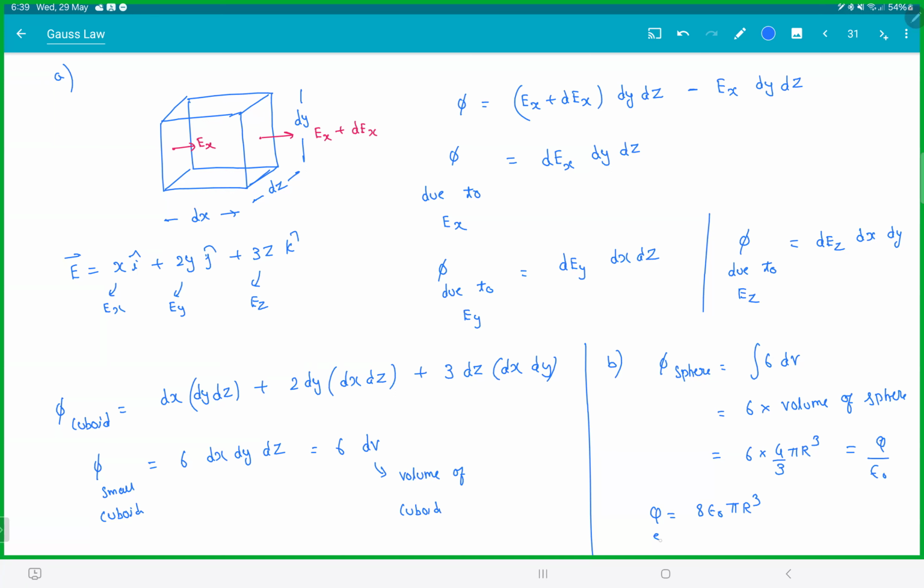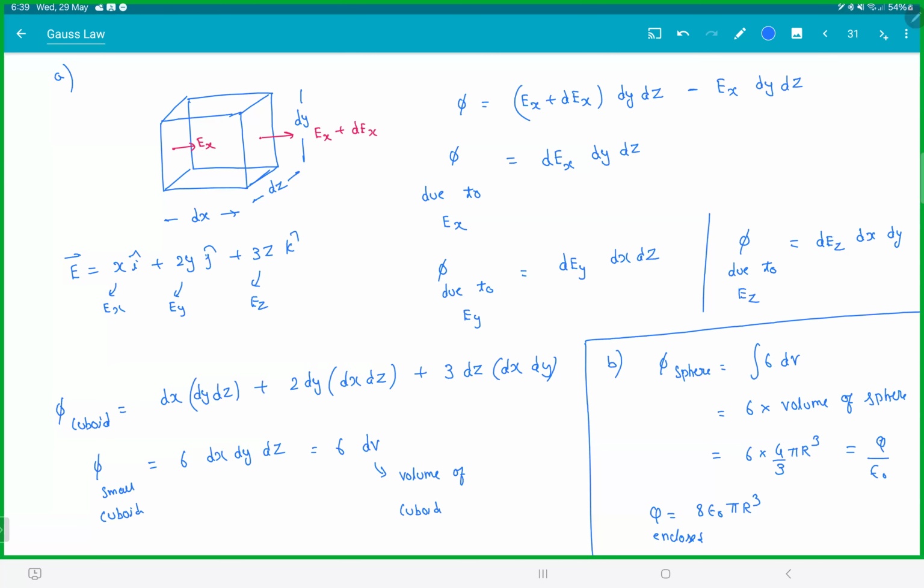That's the charge enclosed. Here, what did you do? This is the small cube, right? So if you add all the cubes within a sphere, what will you get? Volume of a sphere. What is the integral dv? Volume, right? So if you want flux on a sphere, then you have to integrate the volume of the sphere. If you take a sphere and take small, small cubes and add them all, you will get the volume of the sphere.